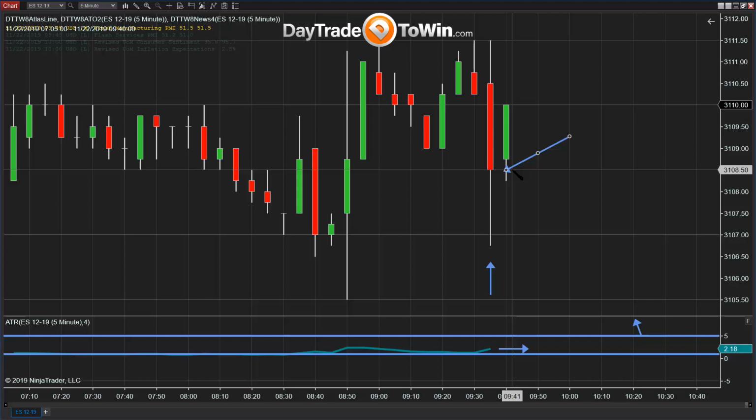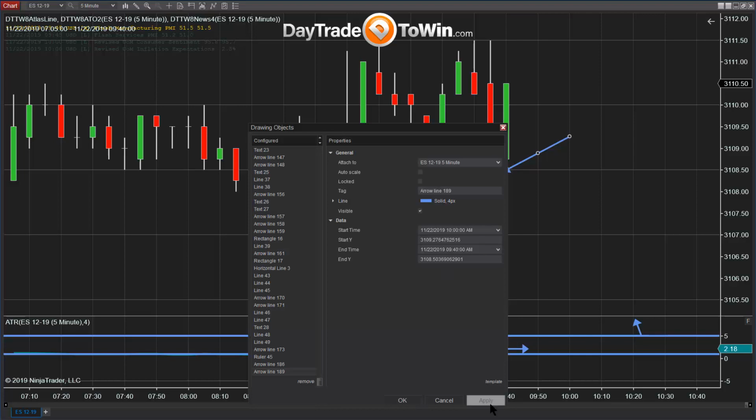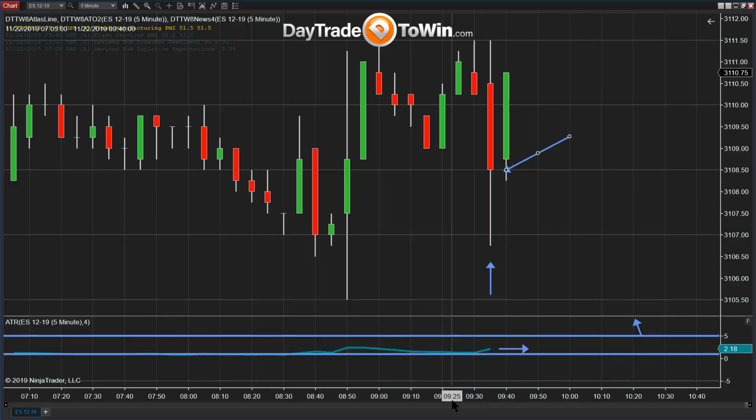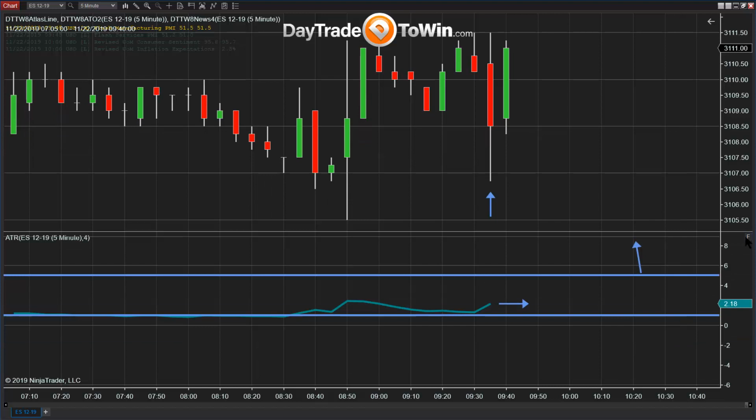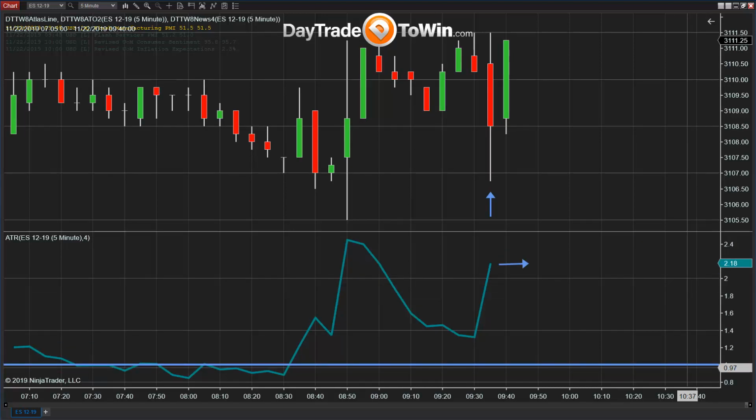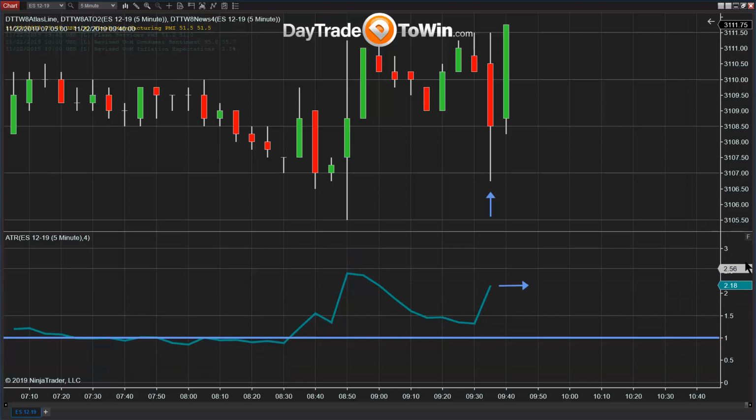And so to keep yourself in a trade like that, the market is, in my opinion, going to be a little risky to trade unless you have a much larger stop. So you have to be careful when the ATR is 5 or above and below 1. These are the extremes, and typically the market stays within this range.